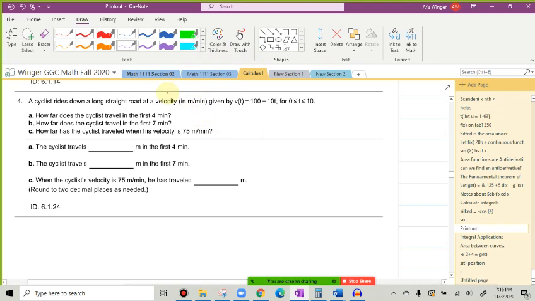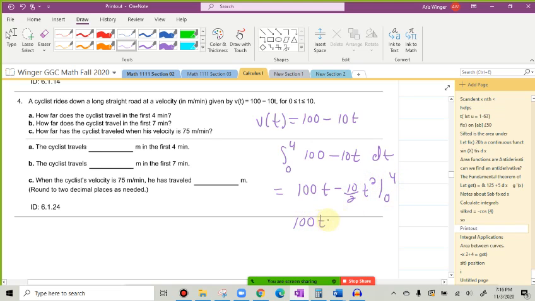A cyclist rides down a long straight road at a velocity. So there's the rate. It's 100 minus 10t on 0 to 10. How far does the cyclist go in the first 4 minutes? And so here we've got just the integral from 0 to 4 of 100 minus 10t dt. And so this is going to be equal to the antiderivative: 100t minus 10 over 2 t squared, which is 100t minus 5t squared from 0 to 4. Plugging in 4: 100 times 4 minus 5 times 4 squared. 400 minus 80, 320.